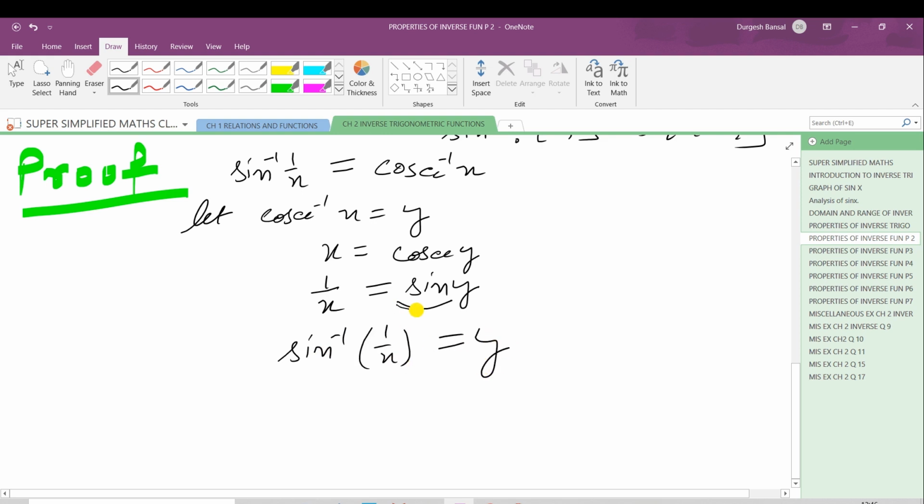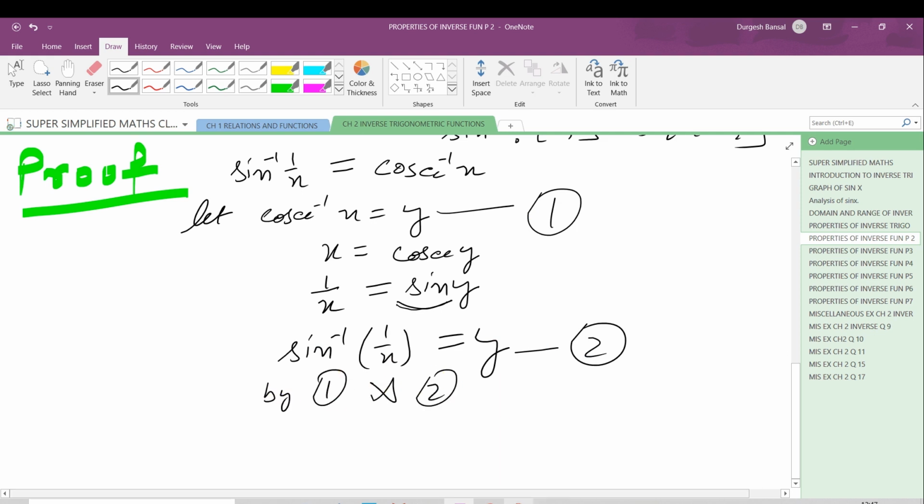If sine is working on the right hand side, then sine inverse will be working on the left hand side. Now equation 1 says that y is cosec inverse x. Equation 2 says that y is sine inverse 1 by x. Therefore, by 1 and 2 we get that cosec inverse x is equal to sine inverse 1 by x.